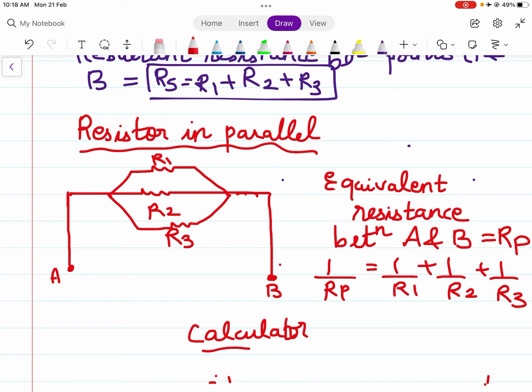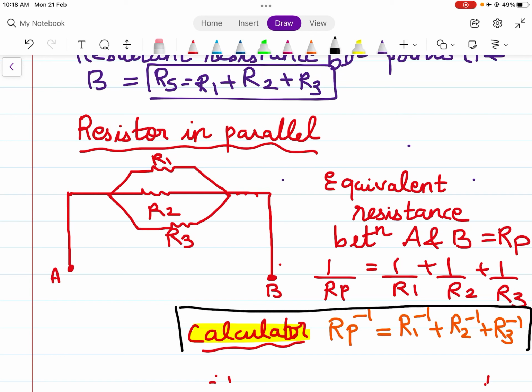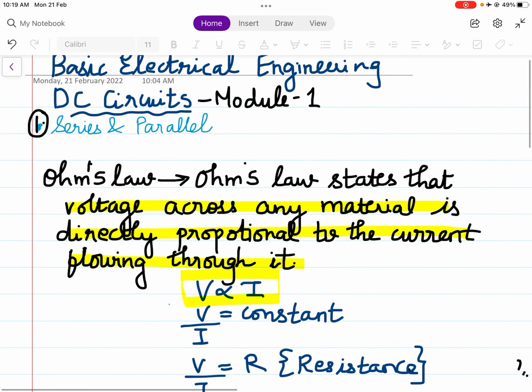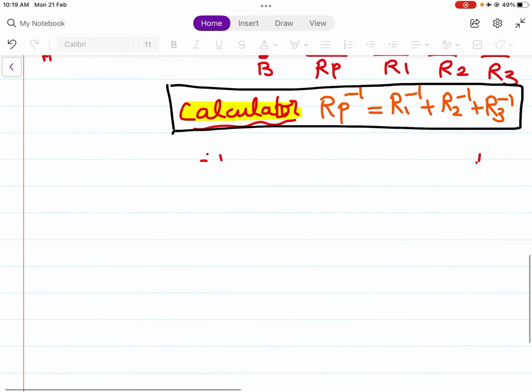So in the calculator we simply put it like this. Rp inverse equal to R1 inverse plus R2 inverse plus R3 inverse. So we have to remember this, that we will write in the calculator the number inverse plus the number inverse plus the number inverse equal to, you get a number called answer, and then you do answer inverse again equal to, you will get the final answer, that I will be showing in the calculator. Okay, so this is the introduction about series and parallel.